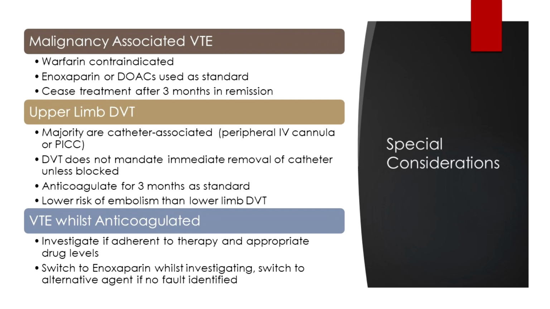We would still anticoagulate for 3 months as standard for PICC-associated DVT. Anatomical issues, usually obstruction or narrowing of the vein in the axillary or subclavian region, are the other but less common cause in upper limb DVT, and those should require referral to a specialist.